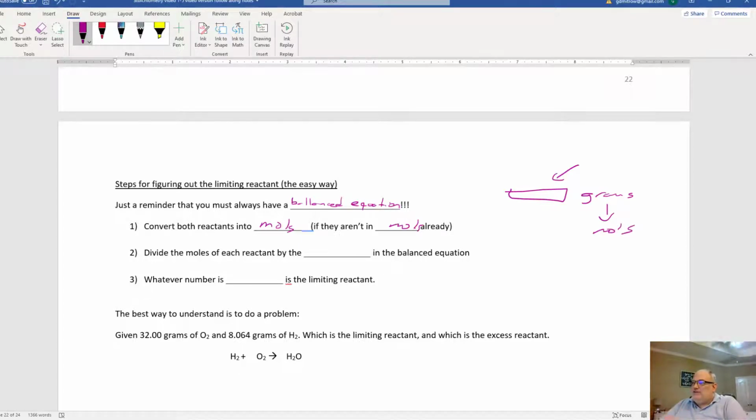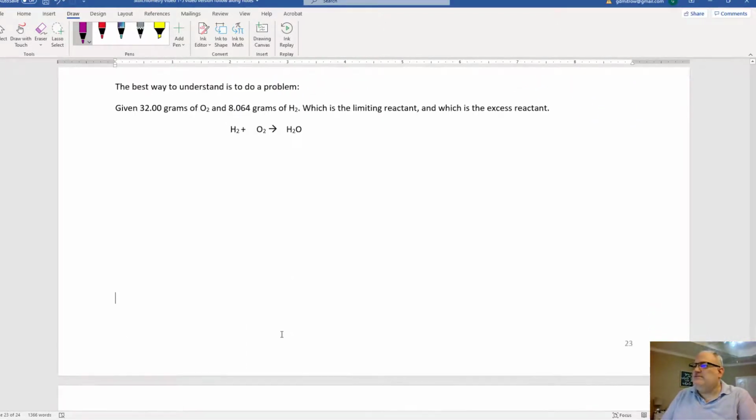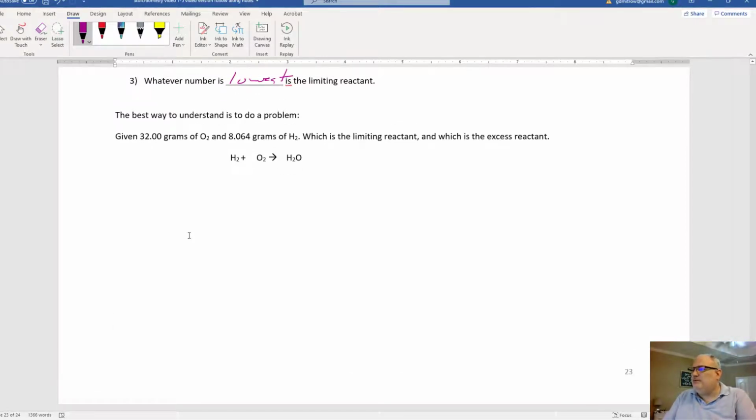Now here's the cool, and this is actually a really neat thing. I actually learned how to do this a few years back. And here's the trick. When you have the moles of each reactant, you're going to divide the moles of each reactant by the coefficient in the balanced equation, and whatever number is lowest is the limiting reactant. Now, clearly the best way to do this is to do a problem, so let's try a problem. We're going to try the highest difficulty possible because if we can do a highest difficulty problem, we'll be able to do any type of problem.